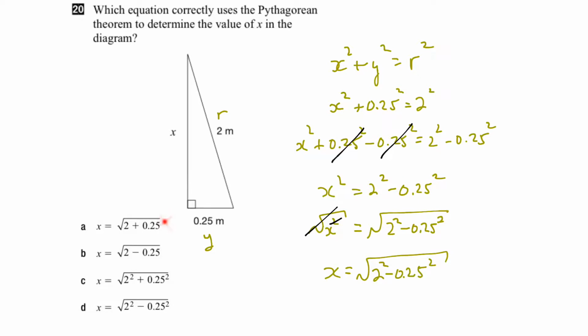And when we look down our list of options, we see that D is the right answer. That matches our solution. And there you go.